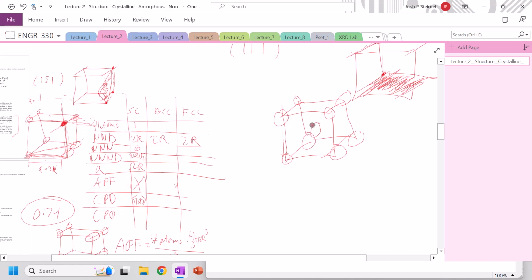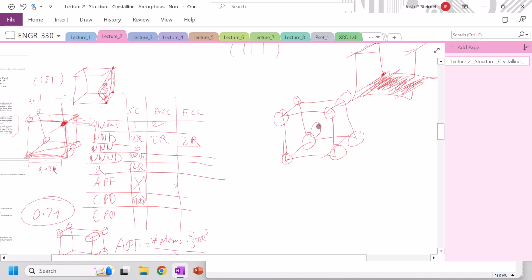So let's answer some of the questions. What is the total number of atoms? Well, we're still cubic, so we have an eighth, an eighth, an eighth, an eighth, an eighth, an eighth, an eighth, an eighth. But now we have an atom in the center that's not shared with anyone, so we have 2 atoms. Our nearest neighbor distance is still 2r.